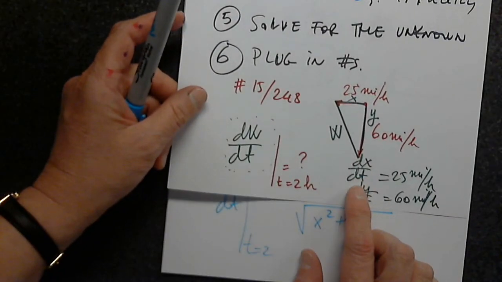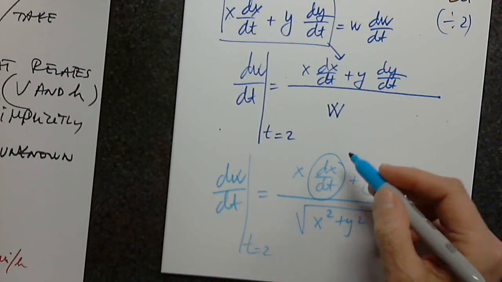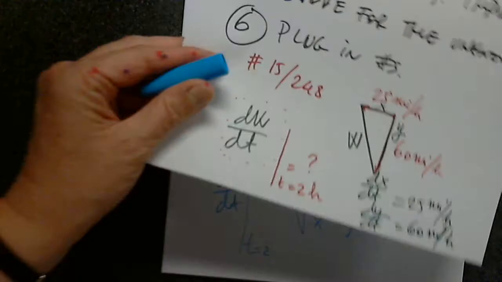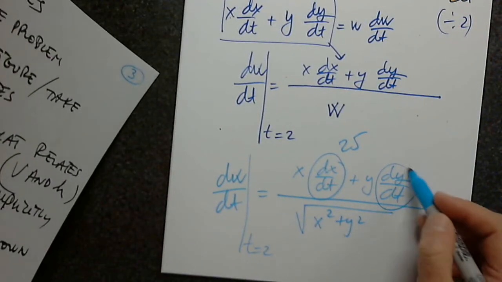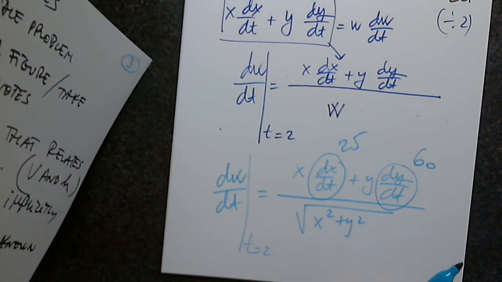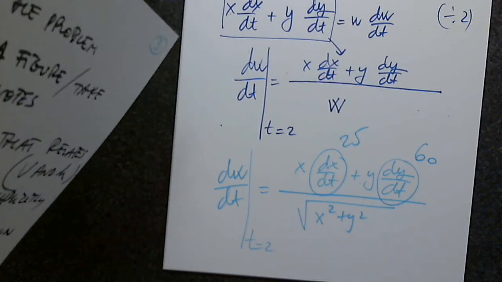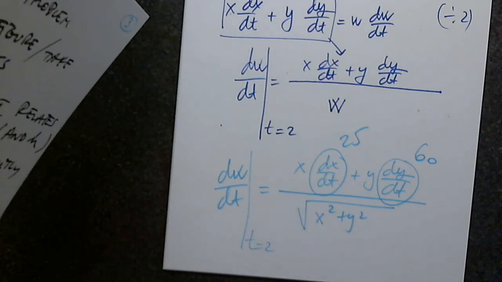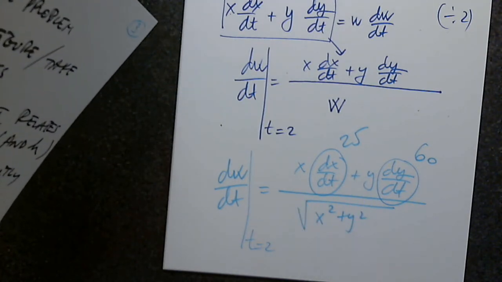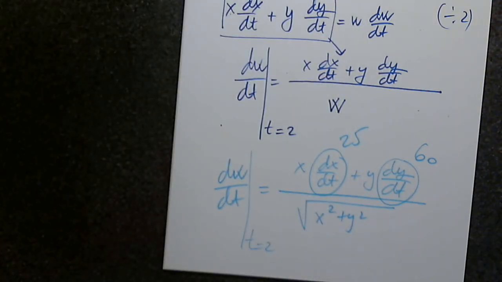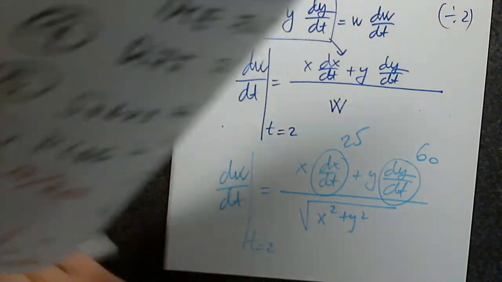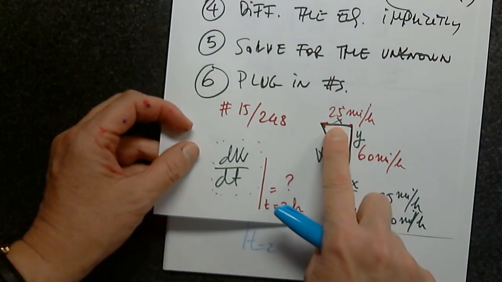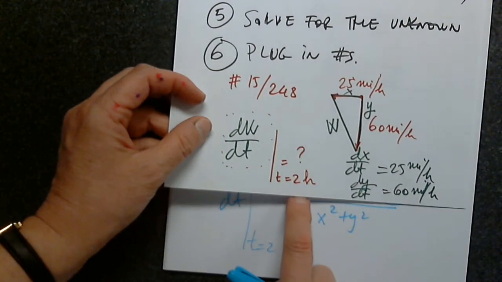Okay, so we know that dx over dt is 25. We know that dy over dt is 60. But now I have to find x and y. x, y, x, y. Once I have x and y, it's done. How do I determine x? Exactly. Now I'm ready to plug in numbers.